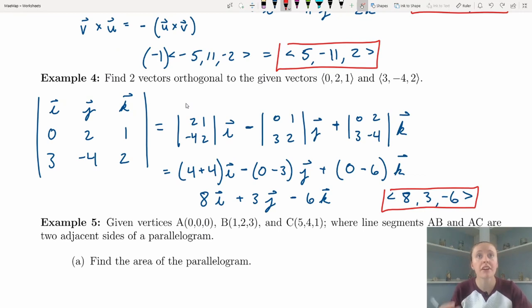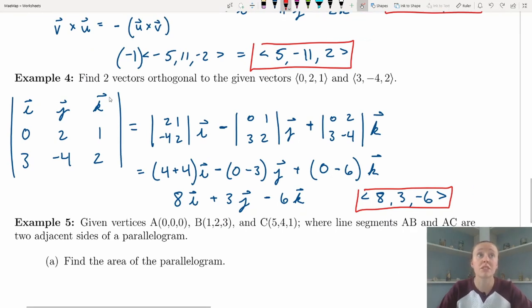But before we do the other, let's do a quick double check in our head to make sure that this is indeed orthogonal. So if I did the dot product of 8, 3, negative 6 with that first vector, 0, 2, 1: 8 times 0 is 0, plus 3 times 2, which is 6, plus negative 6 times 1, which is negative 6, that'll leave me with 6 plus negative 6, which does indeed equal 0. There we go. 15 seconds or less, I double checked, and I know I have the correct solution.